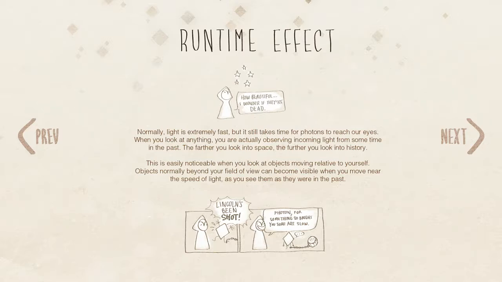The further you look into space, the further you look into history. This is easily noticeable when you look at objects moving relative to yourself. Objects normally beyond your field of view can become visible when you move near the speed of light, as you see them as they were in the past.